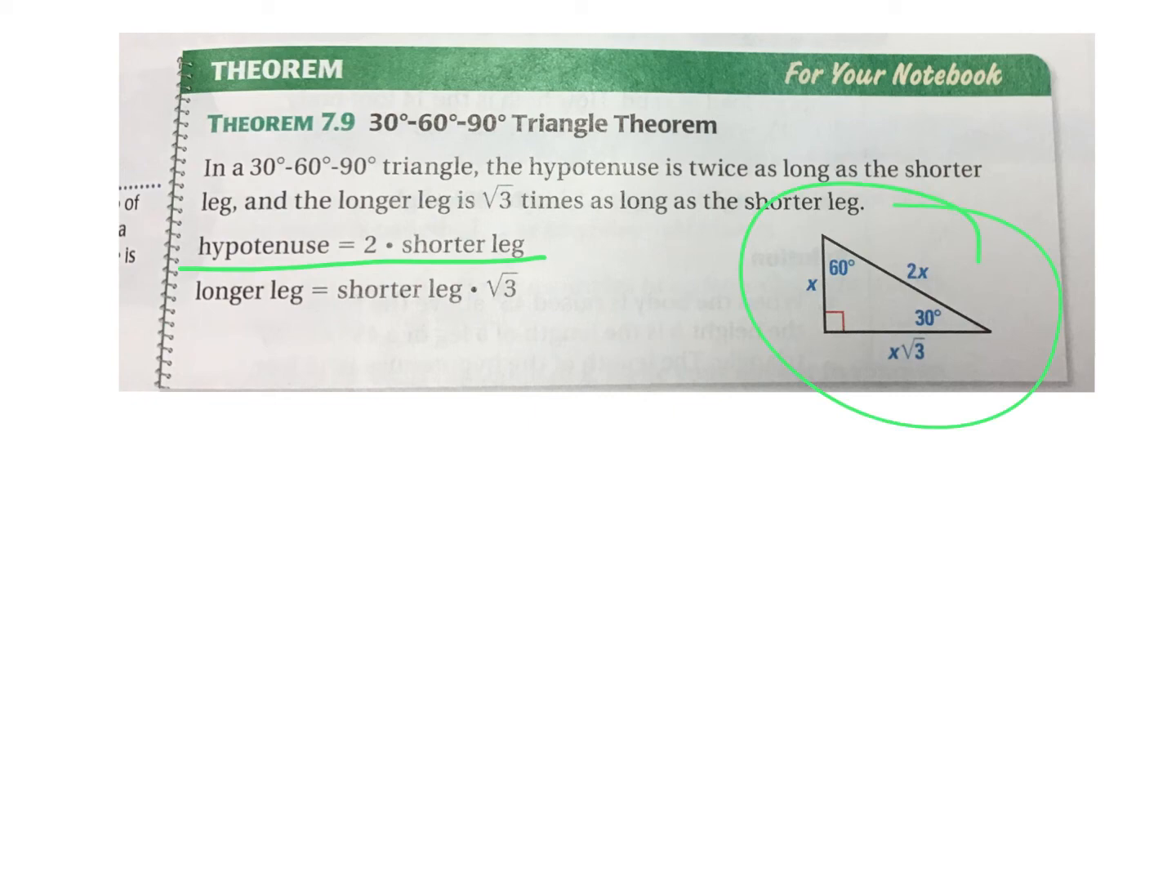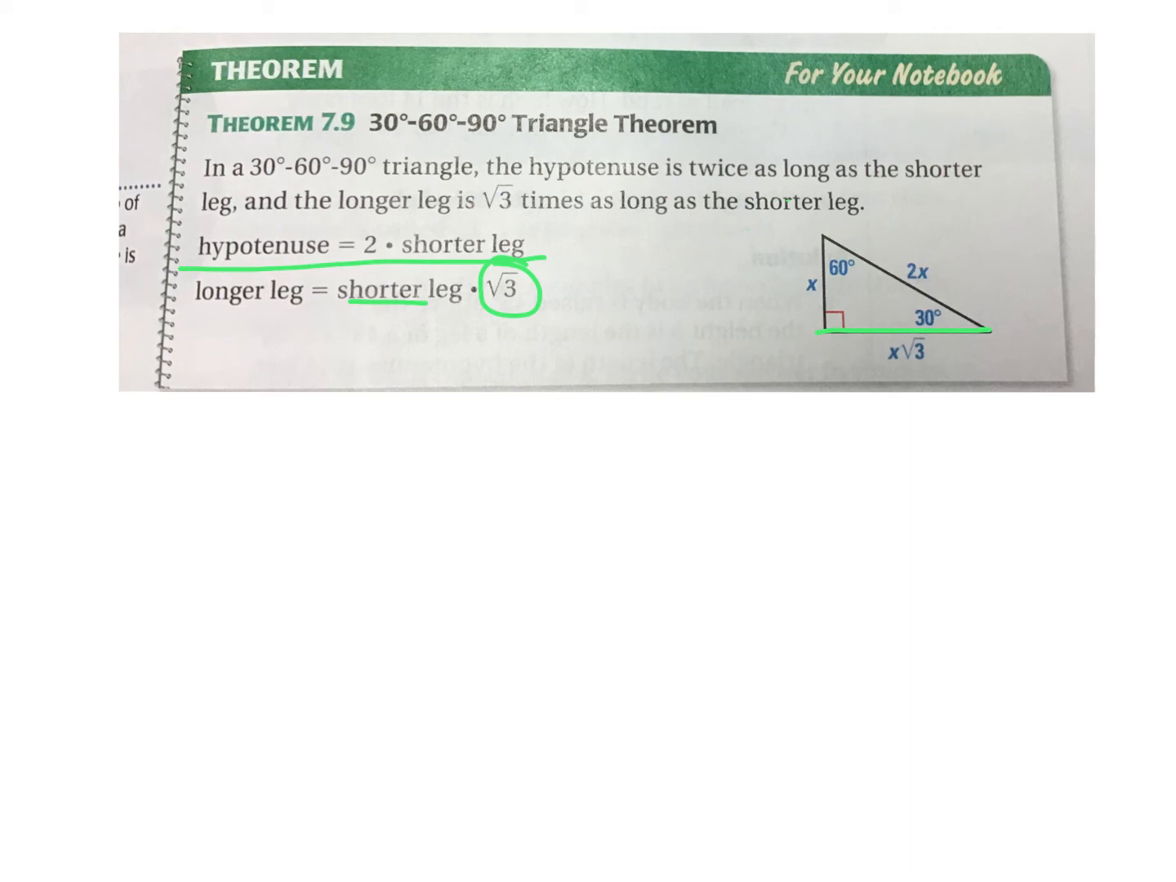So in this triangle, which one's the shorter length? This one. This is the shorter leg. So the hypotenuse, which is the long one, is 2 times whatever the shorter leg length is. See how it's 2 times x? And the shorter leg is x. And then if you wanted to calculate the longer leg, you take the shorter leg times the square root of 3. My brain turned off for a second there, sorry.